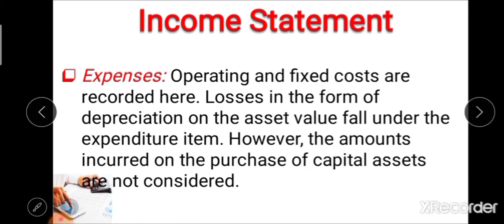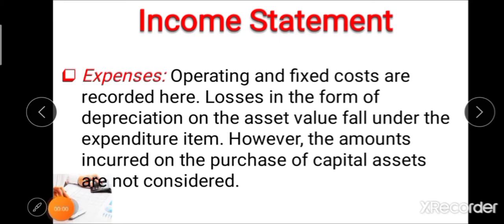In expenses, the losses in the form of depreciation on the value of assets are also included in expenditure. Depreciation means decline in value of an asset due to use or wear and tear. For example, depreciation of farm machinery. That means year by year the machinery's value is reduced, that is called depreciation. However, the amount incurred on purchase of capital assets is not considered in expenses.